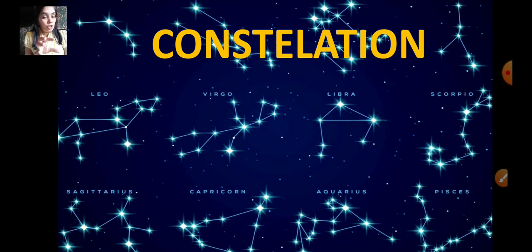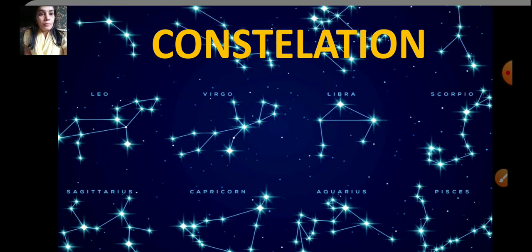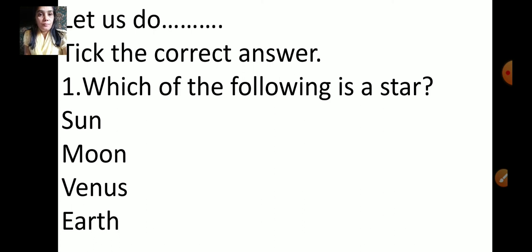A constellation is a group of stars that forms a pattern in the sky. See, it is one pattern, it is another pattern. They look like patterns in the sky. These constellations are used for navigation. All these you will study in the higher classes. So a group of stars is called a constellation. Now let's move on to the activity.